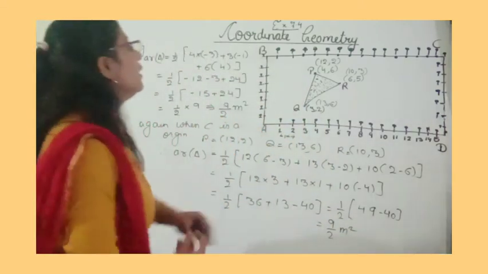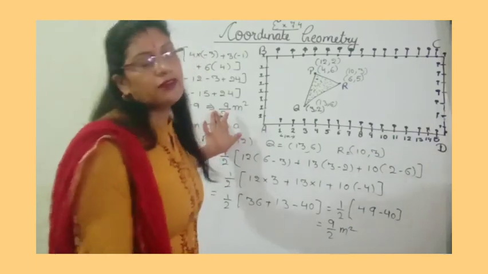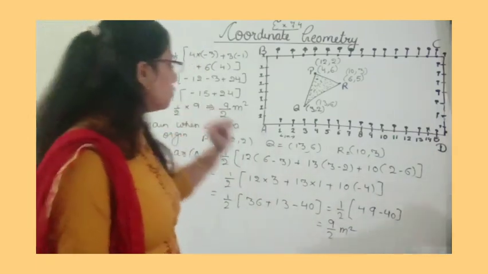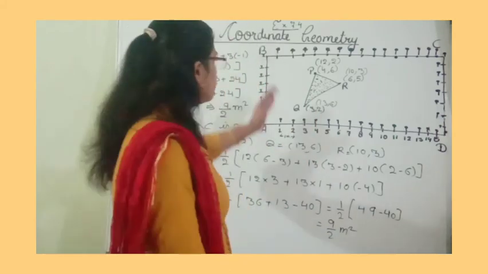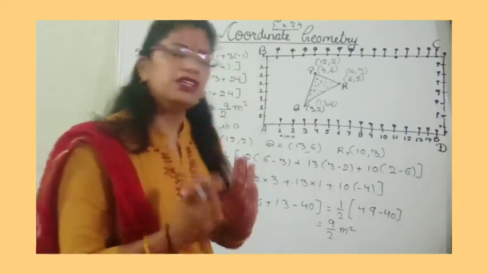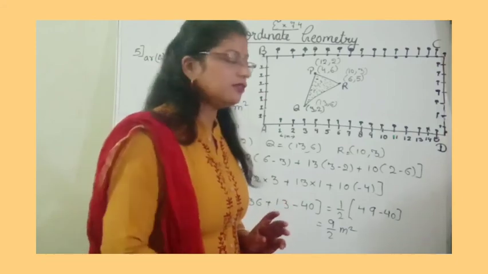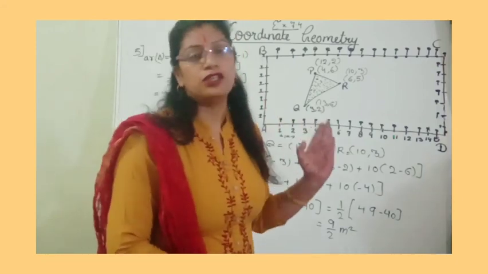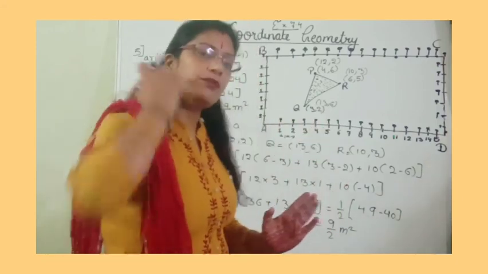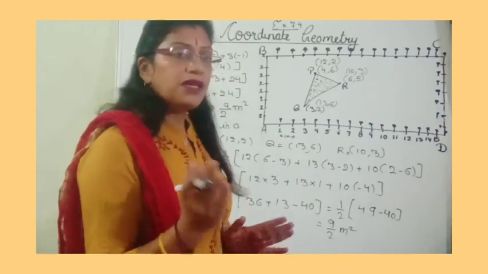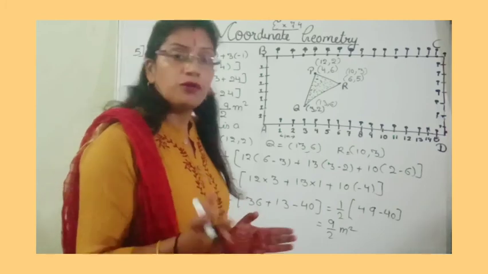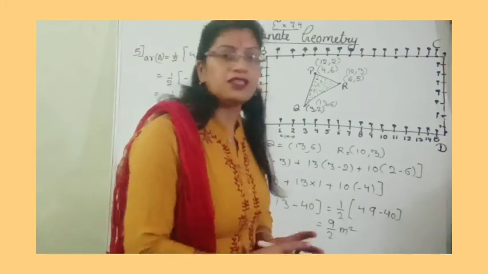So you can see, if you take A as the origin, the value is the same. If you take C as the origin, the value is the same. So this was your question number 5. It is very easy, only a little bit of calculation is there. And this exercise, again I am telling you, is very important from the point of view of your board examination. Sometimes 3 or 4 questions come from this exercise, so please don't leave it.